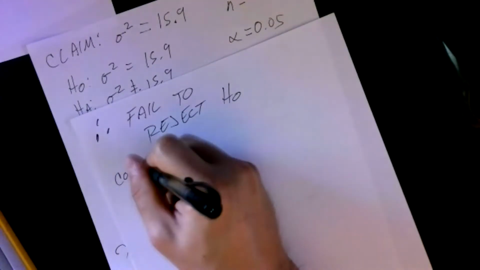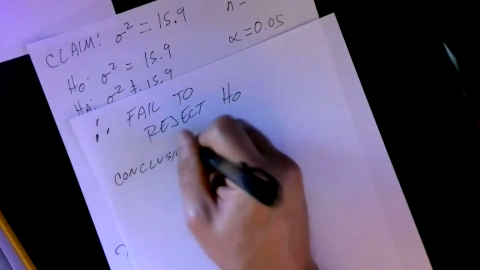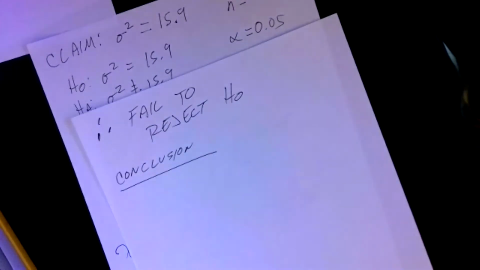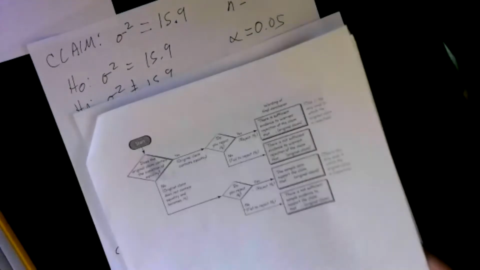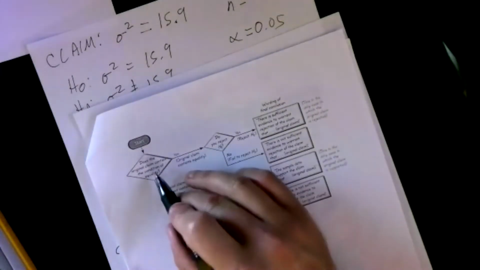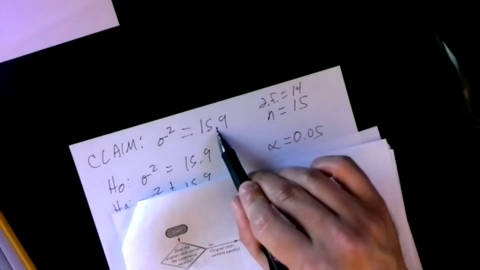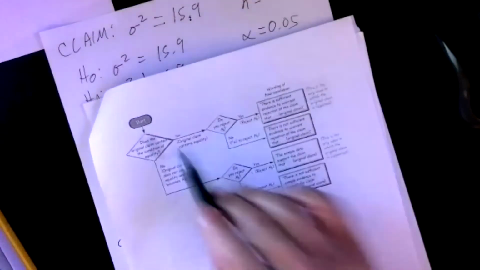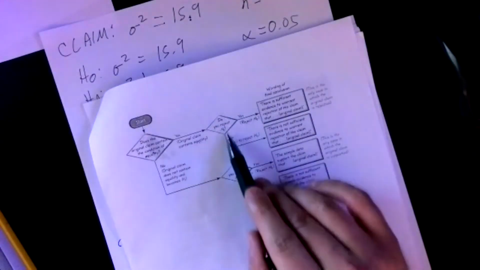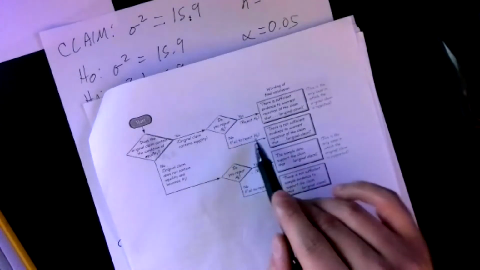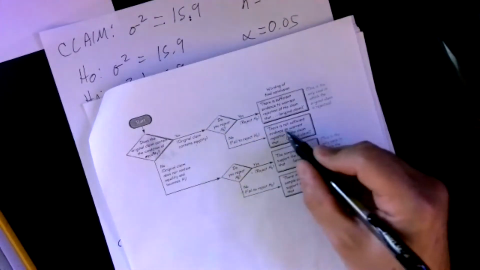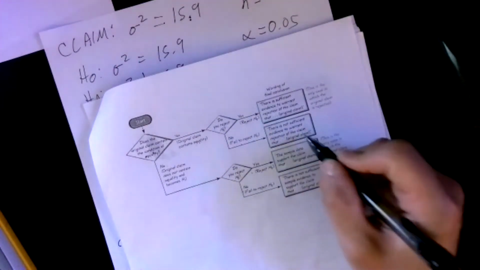Conclusion. Go to the diagram. Does the original claim contain equality? Yes, it did. To the right. Do you reject H0? No, we fail to reject. There is not sufficient evidence to warrant rejection of the claim.